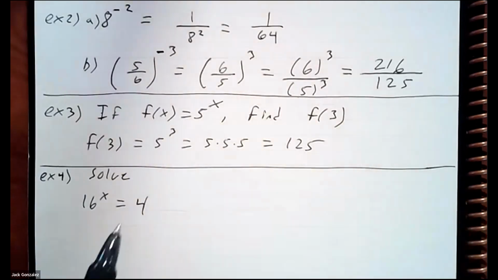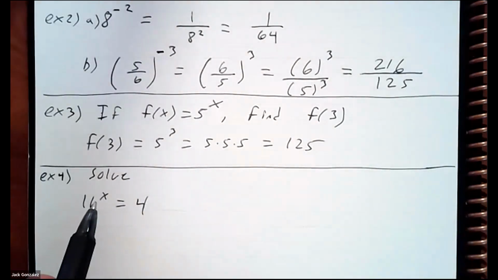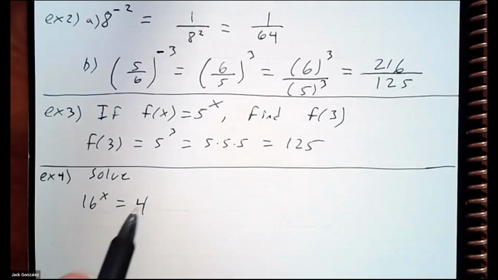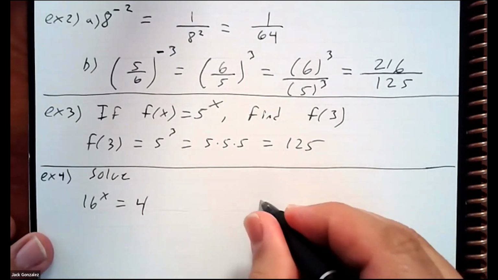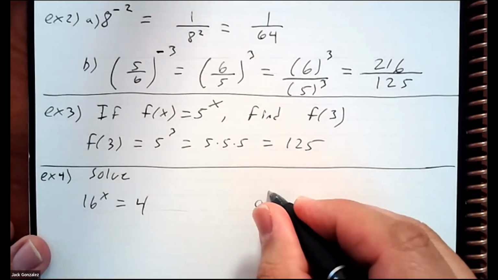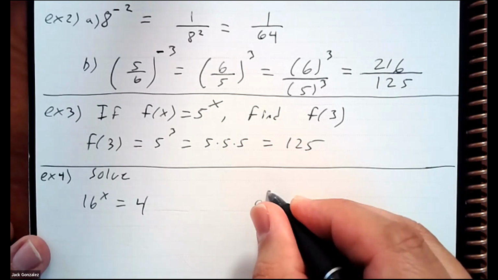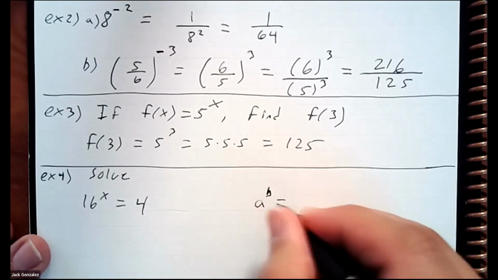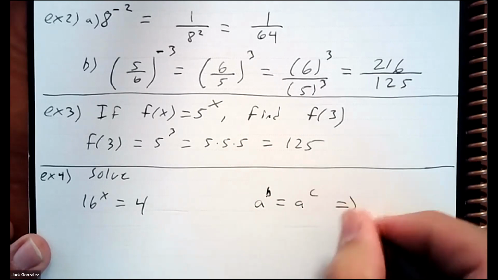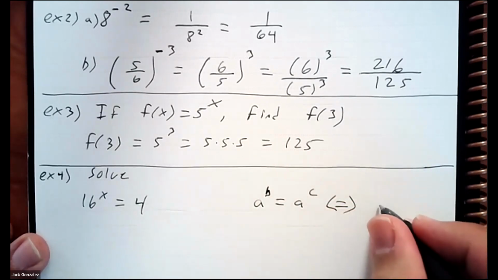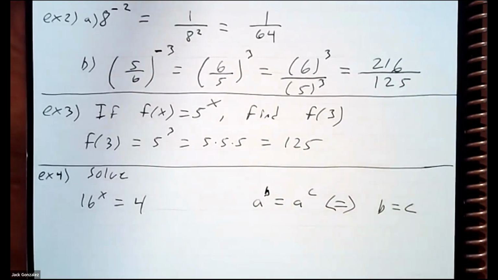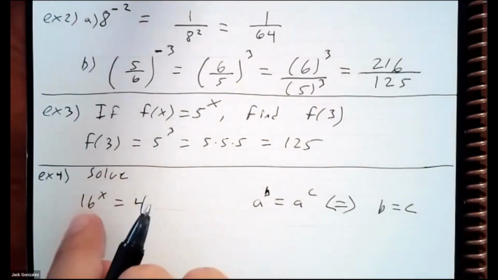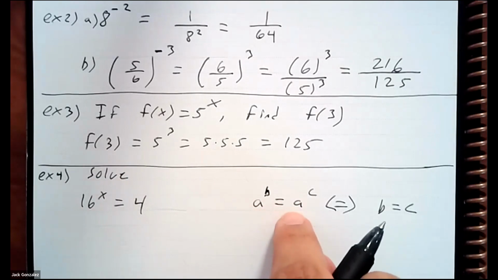Okay, so solve for x. If you can make them the same base, we can use that property we wrote down at the beginning. Remember, we said that it was two directions. If a to the b is equal to a to the c, then the double implication means that b is equal to c, right? This is the shorter version. So rewrite this so the bases are the same.